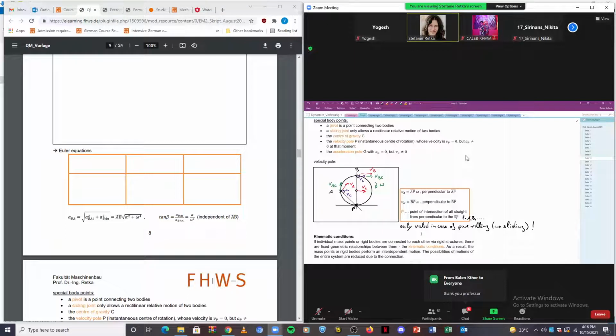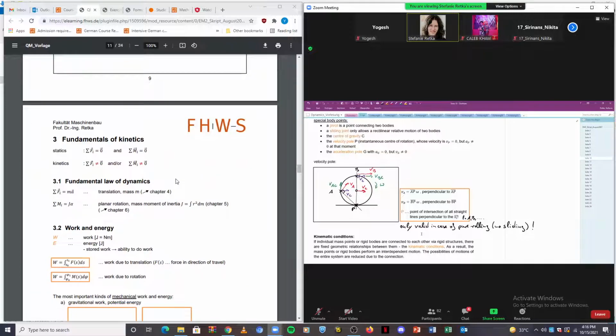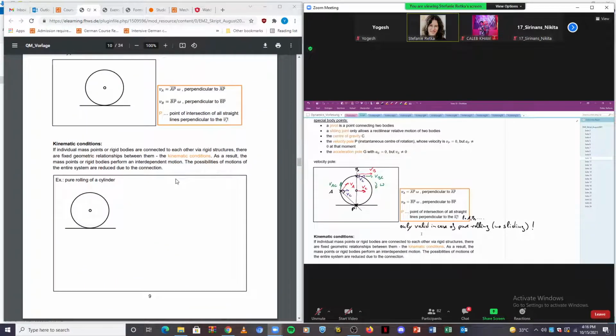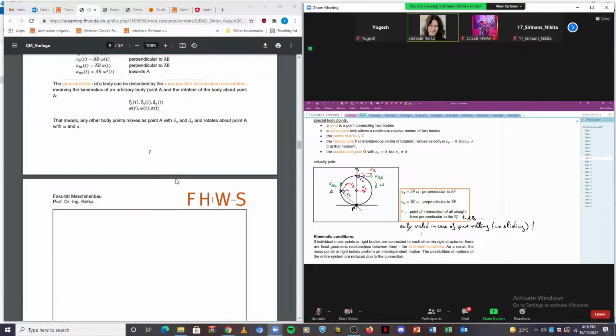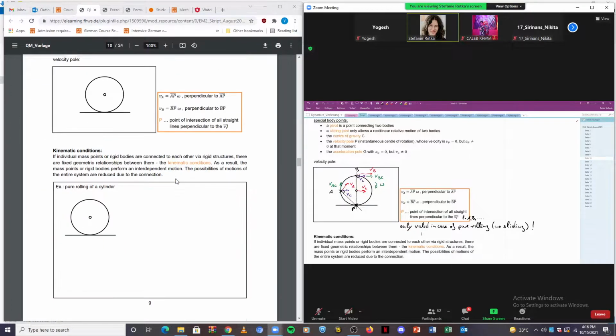And if you don't like using the velocity pole, that's absolutely okay, because you can solve any problem with the standard approach, translation plus rotation. You do not need the velocity pole in any of the problems. You can if you like to, and you will be faster solving the problem, but it's not necessary. You can always solve it without velocity pole. Okay.